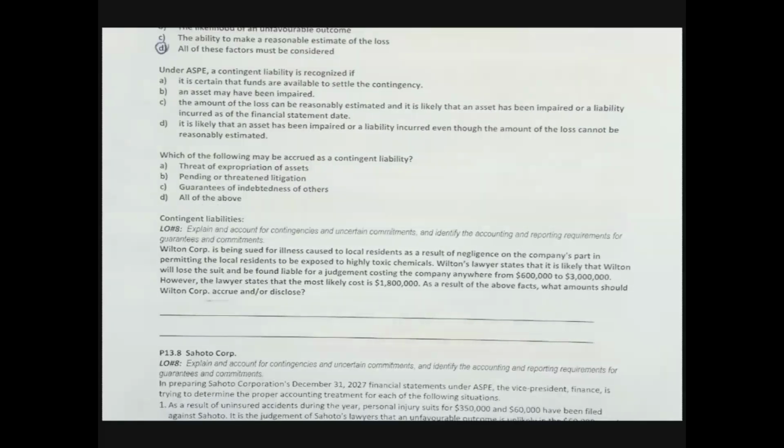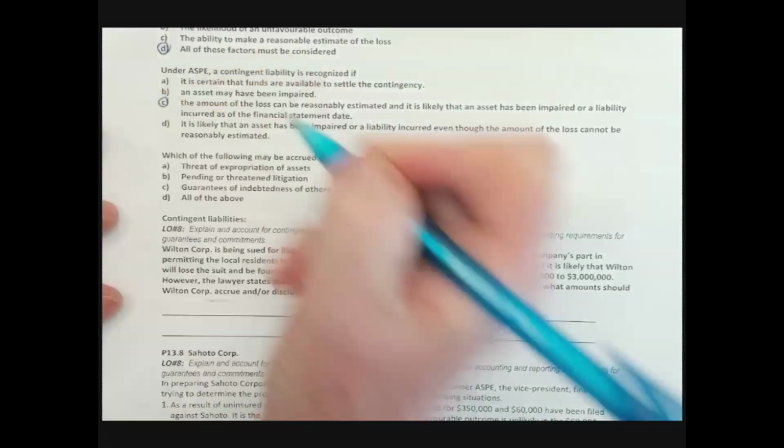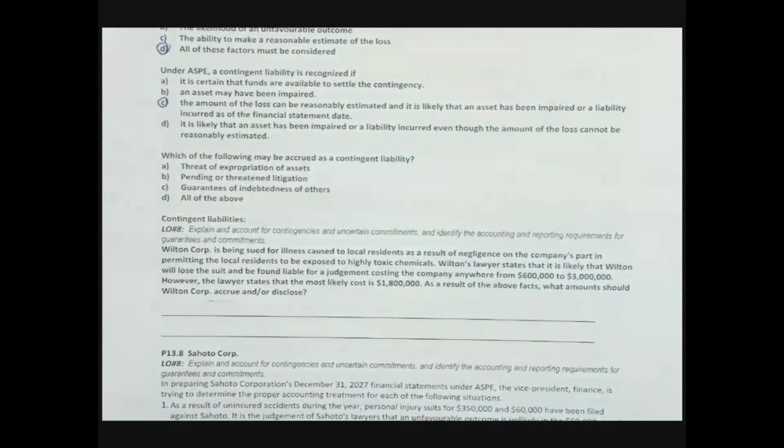Can you still, okay, so under ASPE, what is it, A, B, C, or D? Ethan? Yep, it is C. I want to get my solutions out in case I have to calculate something. Yes, it's C. Okay. Which of the following may be accrued as a contingent liability?